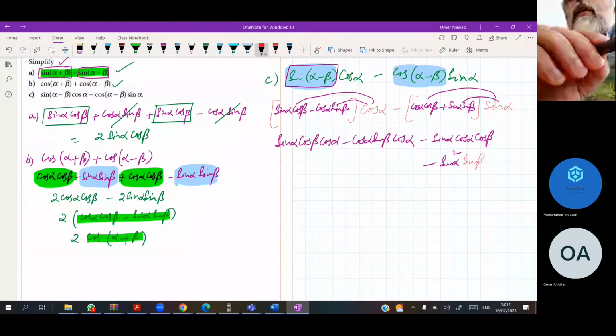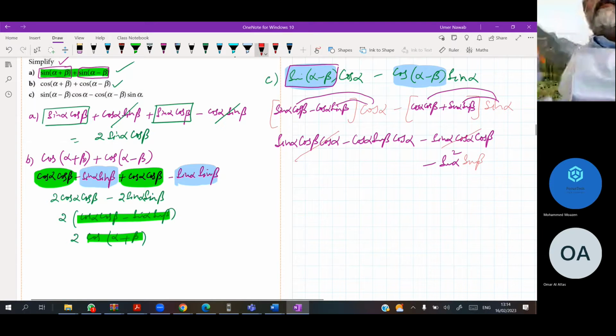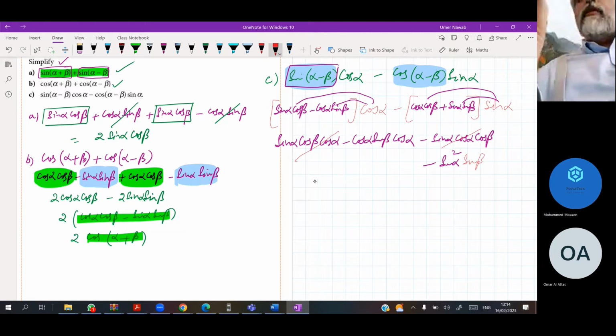Is there any way that we can simplify the expressions? I have cosine alpha sine beta. No, there is no way that I can simplify my expression. Only this one can be cancelled. So the final answer will come to me like this: minus cosine square of alpha sine beta minus sine square of alpha sine beta.